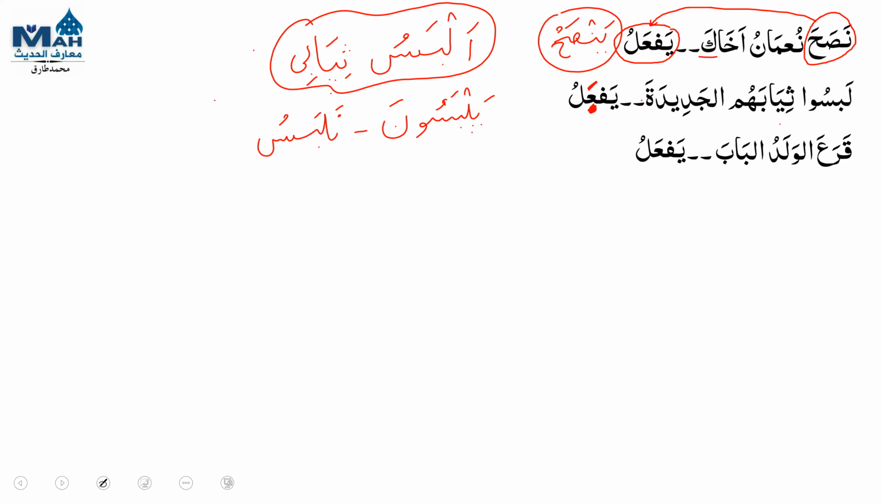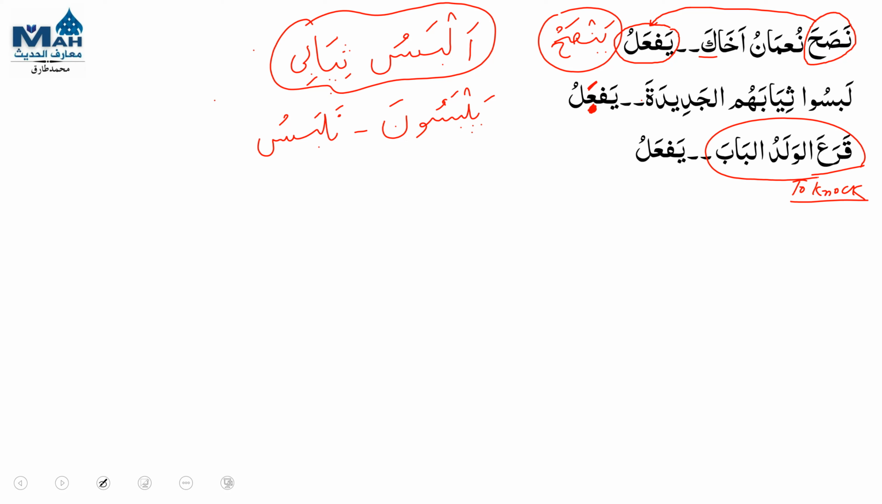Qara al-waladul baba. Qara'a means to knock. What does it mean? Translate the sentence. Qara al-waladul baba. The boy knocked the door. Very good.